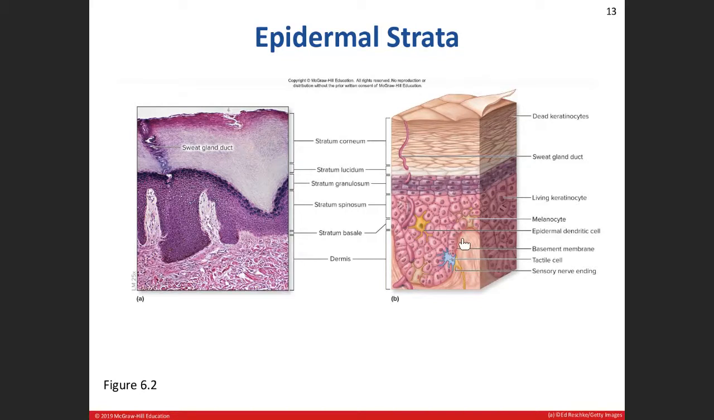Cuboidal, right? Or what you might consider what they call low columnar. It's kind of in the middle of a cuboid and a columnar cell. But would you not agree that those look square-like or rectangular? But as we get to the top here, look at the cells now. They look more flattened, right? Like a squamous.